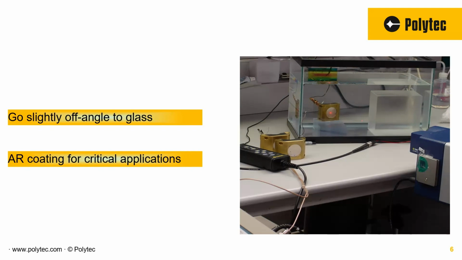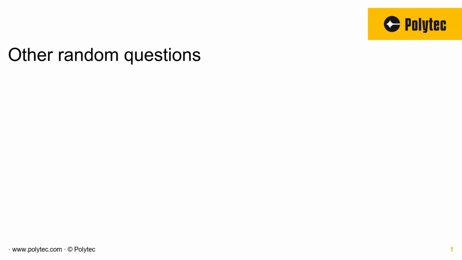In some very critical applications, we've also done anti-reflective coating on the glass. It's all about trying to maximize the signal from your surface of interest, and at the same time minimize any light coming back from any other surface, including glass. So AR coating on the glass also helps in some critical applications, especially when you are measuring very, very small amplitudes. Let's end the presentation with these questions.